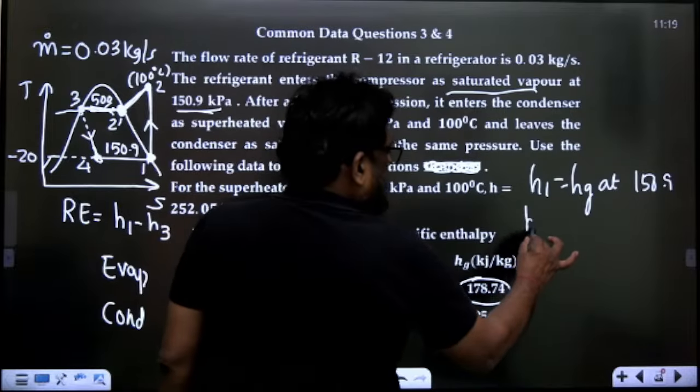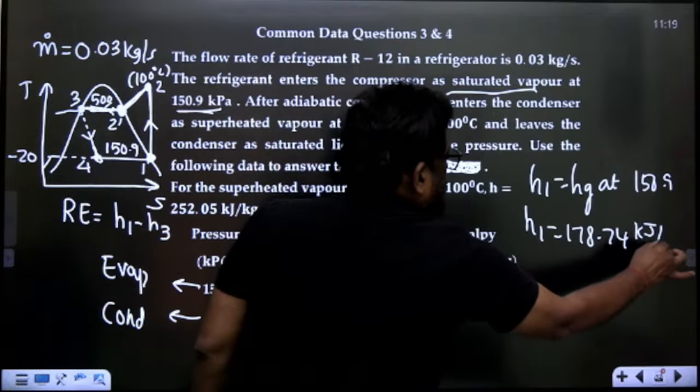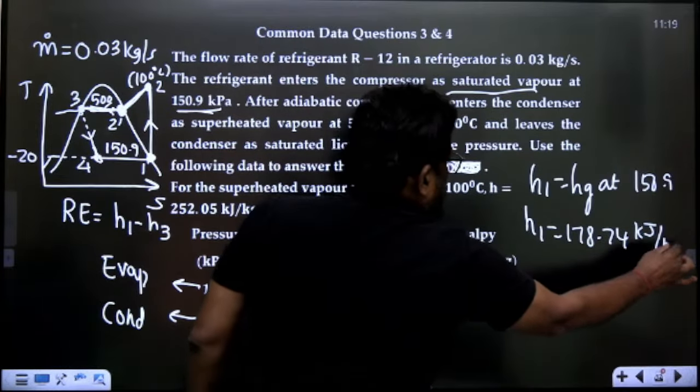So H1 is equal to 178.74, of course, kilojoule per kg. Now ये बताओ what is H3? Can anyone tell the meaning of H3?